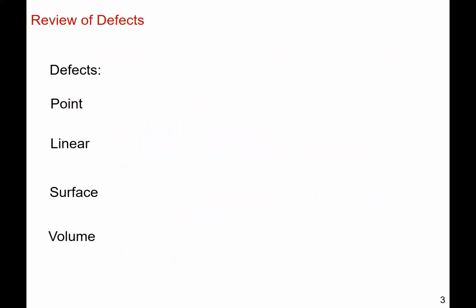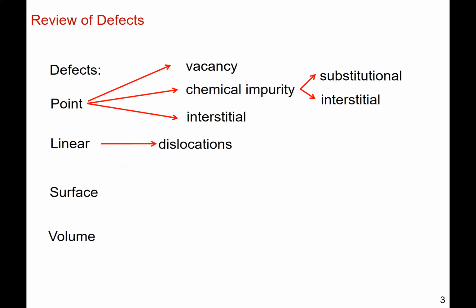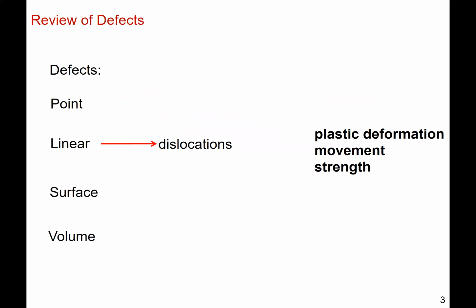So to review, when we talk about dislocations, we're talking about line defects, okay? Before, we talked about point defects, vacancies, chemical impurities, for better or for worse. Not all defects are bad, obviously. Interstitials. Now we're going to talk about dislocations and how they interface with surface or 2D defects such as grain boundaries and external surfaces. And of course, this will also lead to defects in the volume, such as cracks and voids, but that will come in a little bit.